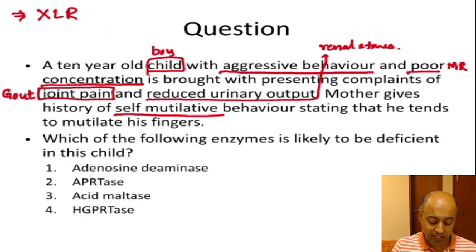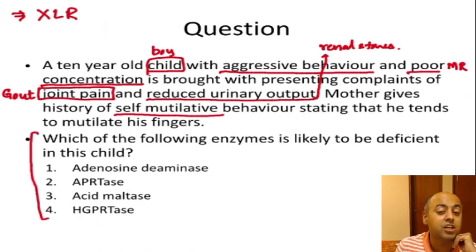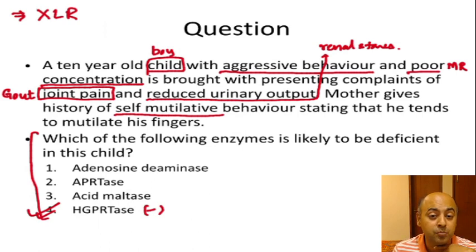Then the question can be like this. The same question can be there for the image, or for the clinical case. For either of these two cases, you can have the same last line of the question: Which of the following enzymes is likely to be deficient in this patient? So remember, Lesch-Nyhan syndrome is due to the complete absence of the enzyme HGPRTase. Let's summarize all this information in one single slide, and you can quickly note down those points.